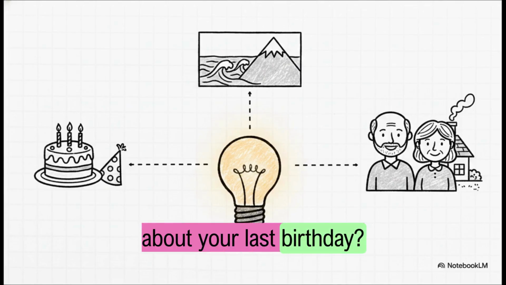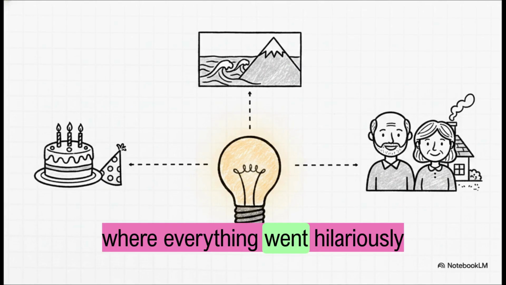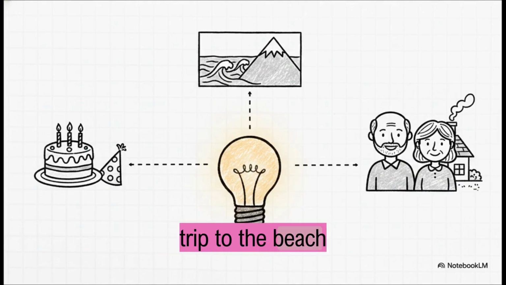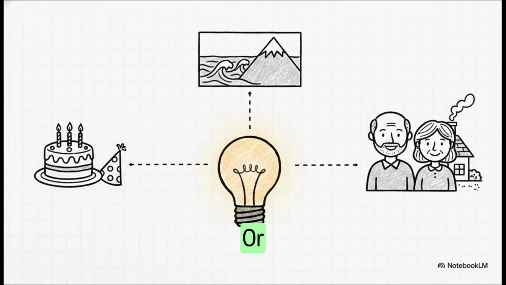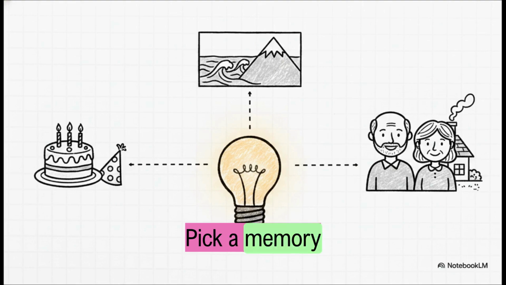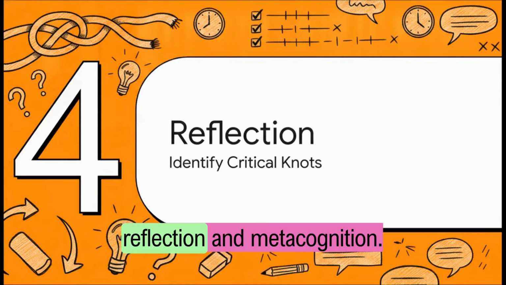What about your last birthday? Maybe it was a birthday where everything went hilariously wrong, but you still laughed until your sides hurt. You could write about a trip to the beach or the mountains, that one sunny day where the weather was just right, or maybe just a quiet, cozy afternoon visiting your grandparents' house. Pick a memory that makes you smile, and let the simple past tense do the heavy lifting of telling that story. Section 4. Reflection and metacognition.